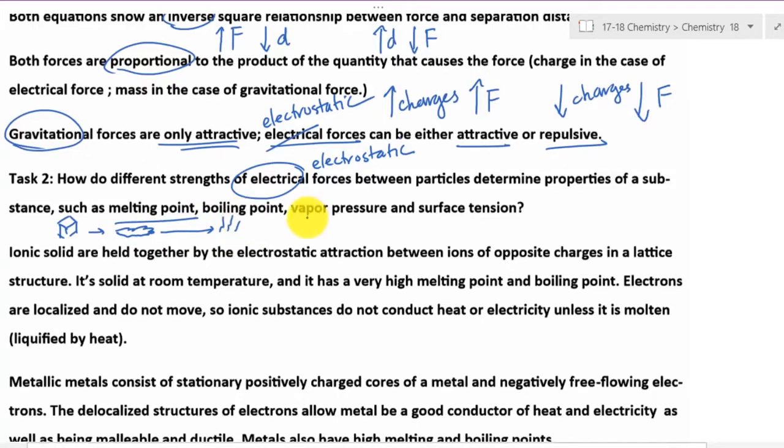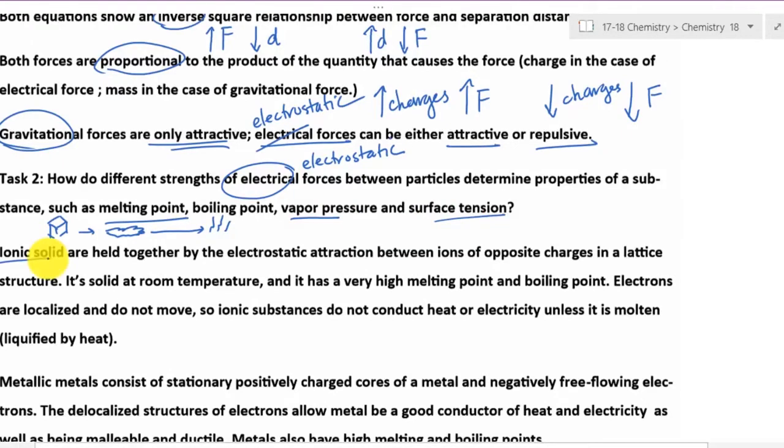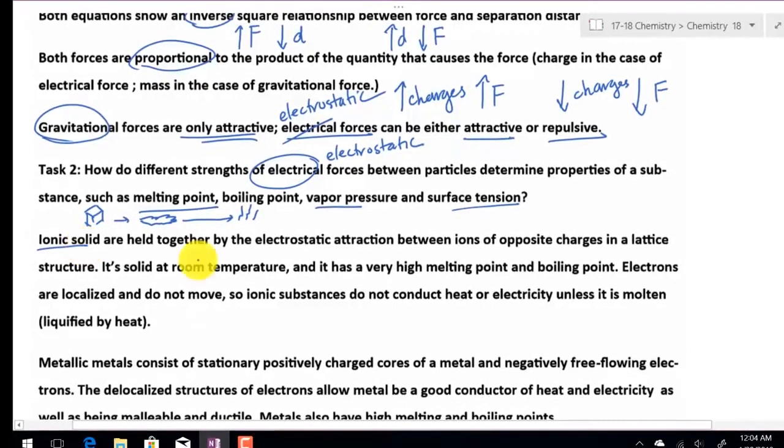And then it also affects the vapor pressure and the surface tension as well. We're going to talk about vapor pressure and surface tension later. But for now, let's talk about melting point, boiling point. And in ionic solids, basically ionic solids are held together by electrostatic attraction of ions. And ions are the ones with the positive charges and negative charges. So ions are opposite charges in a lattice structure.